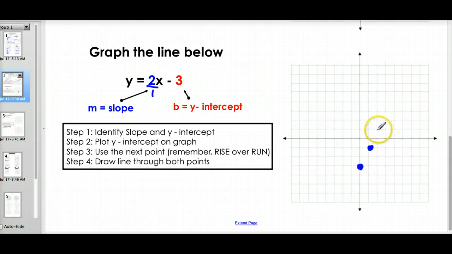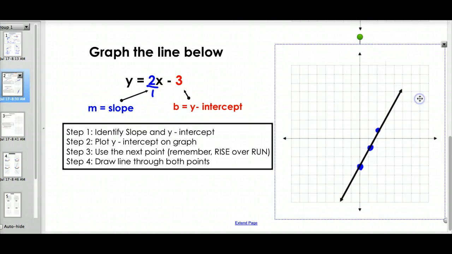If we want to keep going, to make it more accurate, we go up 2 over 1 again. And from here, we just grab our line drawing device. You guys should be doing this with a ruler and draw it right through those points. I didn't do it so well, so let's move it down. Oh, that still doesn't look great. And just like so. Oh, perfect. And if you see here, it has a slope of 2 and a y-intercept of -3. Done.